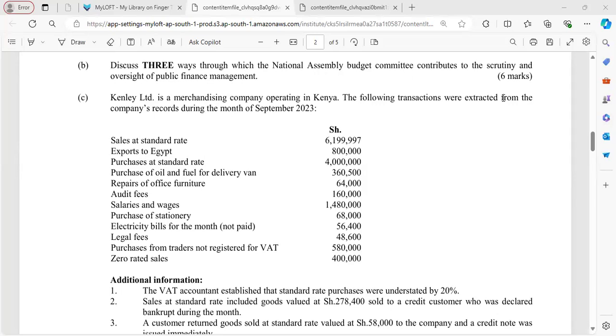We are starting to look at a past paper for April 2024. It's just a sitting which was tested the other day. Therefore, we just need to go through the questions and see the areas that we need to improve. We are starting with a VAT question.